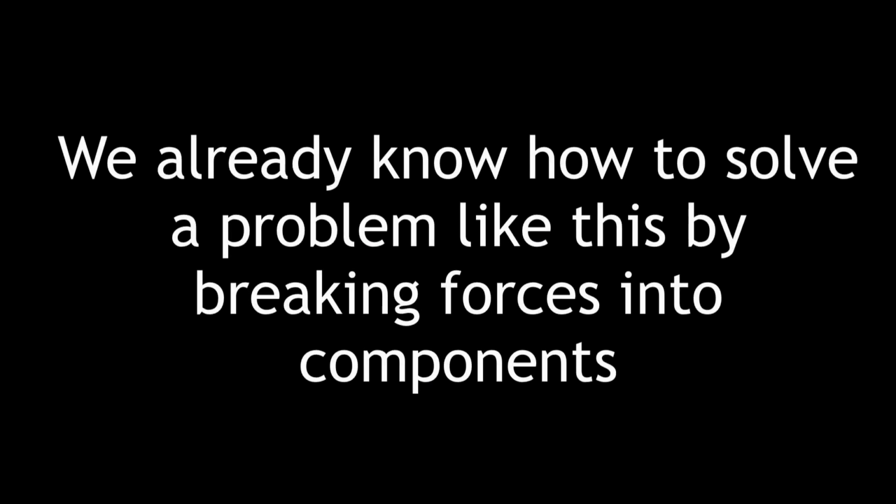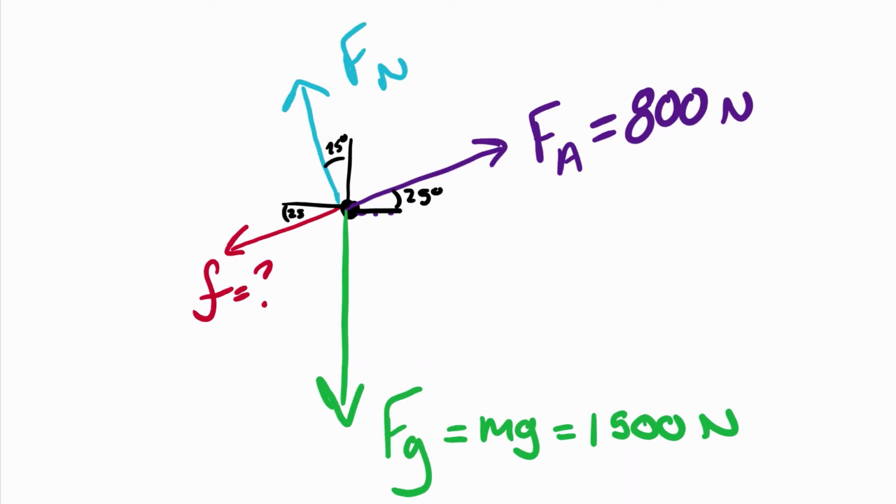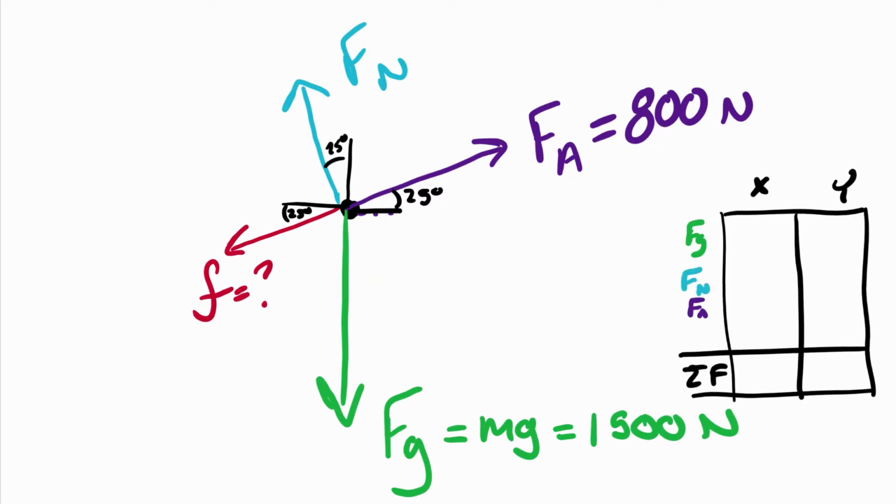We already know how to solve a problem like this by breaking forces into components. So we break the applied force, and we can calculate the force of gravity. We don't know what the force of friction is, but we know that they're all at 25-degree angles. So now we can draw our force table. We can list the forces that we have available to us.